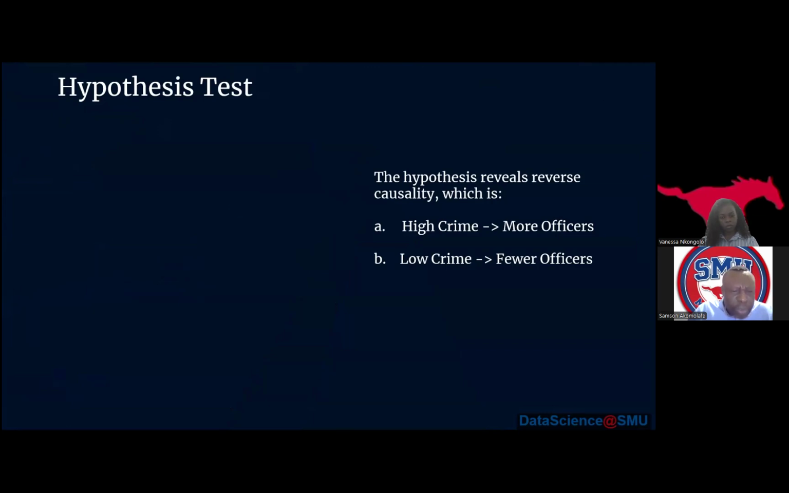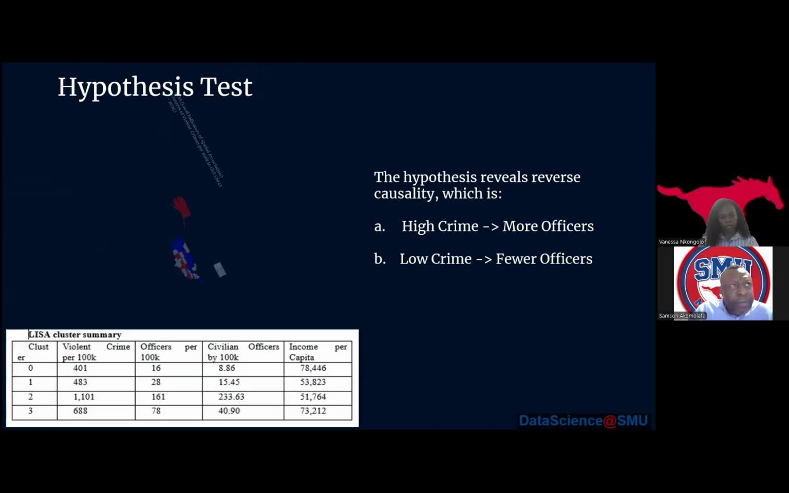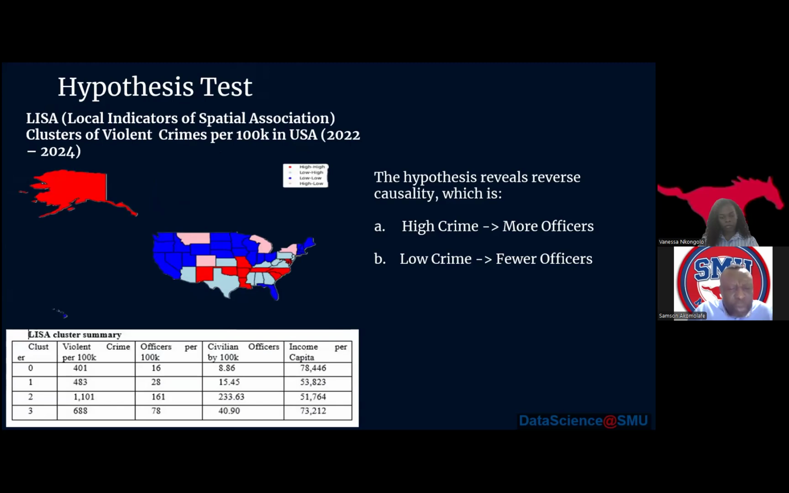And also, because of this, we now use LISA clustering to find out if there's any association among states. We identify strong regional patterns. High crime clusters appear in the Southeast and parts of the Southwest, as you can see on the screen, whilst low crime clusters dominate the Midwest and Northeast. These spatial structures reinforce the idea that crime is shaped by regional socioeconomic conditions and institutional capacity.